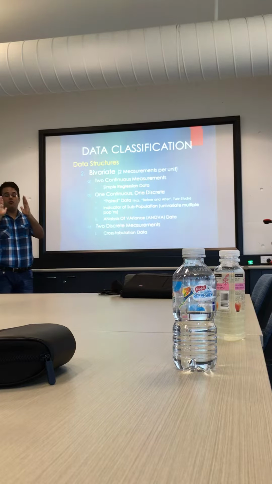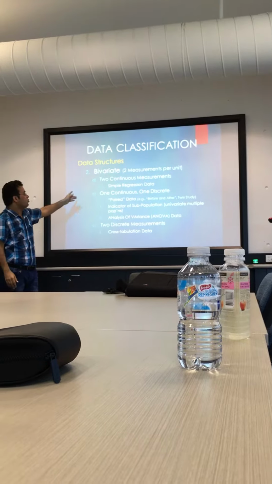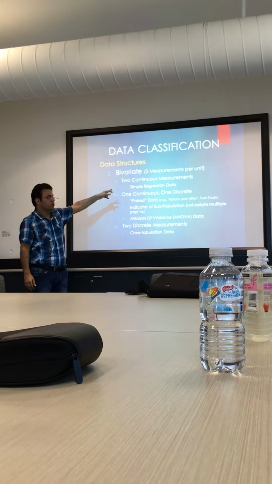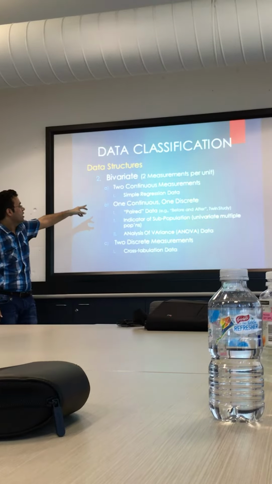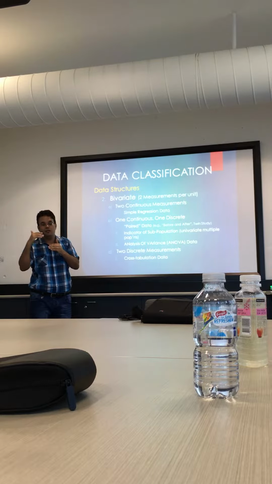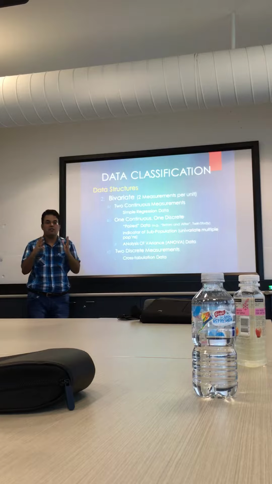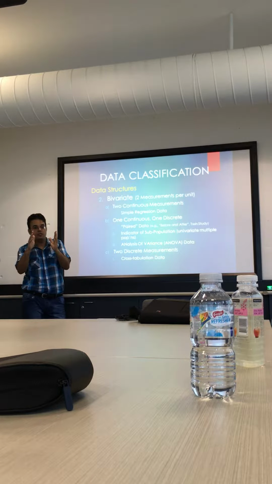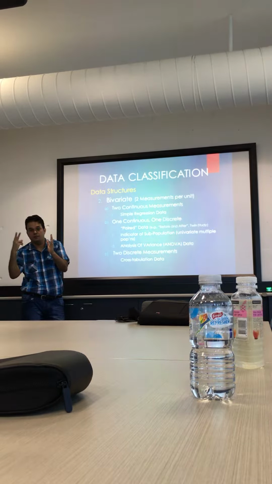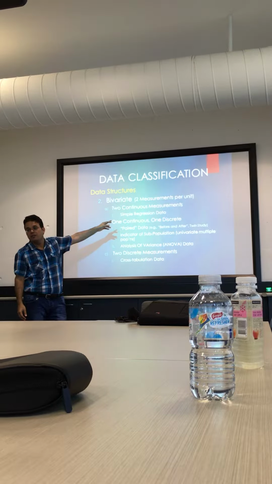Univariate, we know, is one variable, like waiting time. Bivariate: I have, for example, two continuous variables. What's the best method to solve two continuous? Like if I'm interested in the height of a student and the weight of a student, I have two variables. Because they are two continuous, I have to use simple linear regression.